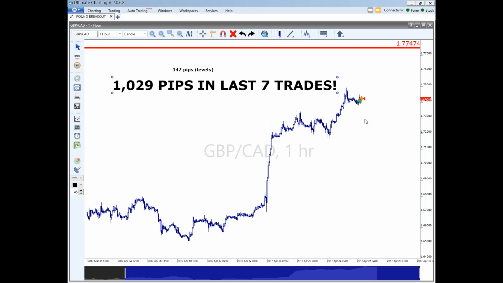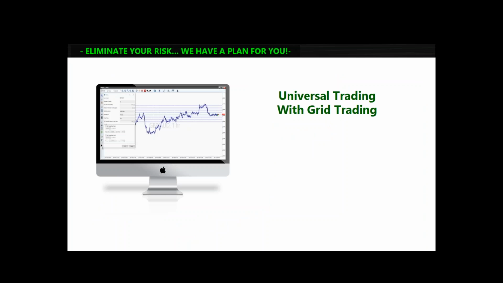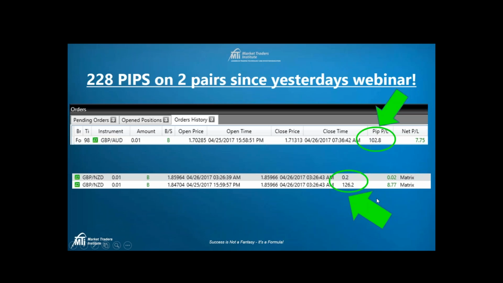So the reason why I wanted to show you that up front is because, since yesterday alone, if you take a look at what we showed yesterday, this is the wrong slide, give me a second here. Yesterday alone, since yesterday's webinar, we had 2 trades that had already paid out 126 pips net with the pound New Zealand, and we also had 102 pips that I closed out this morning with the pound Australian. So to make another 145 pips since this morning at 8 a.m. just goes to show that this is a strategy that anybody can do, anybody can profit from, anybody can trade with, and it's a very, very simple formula.